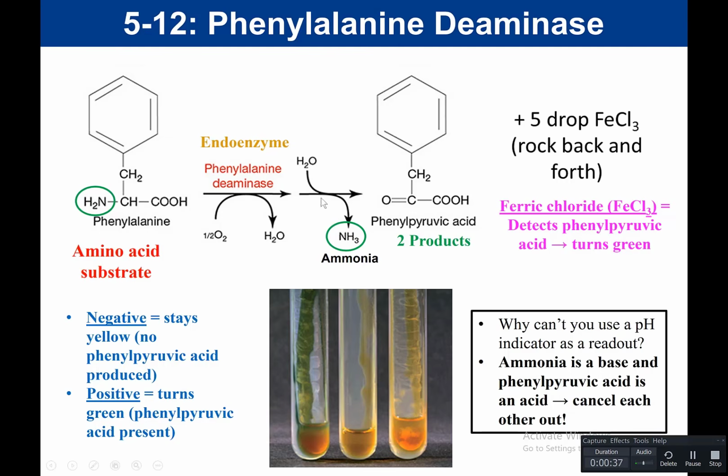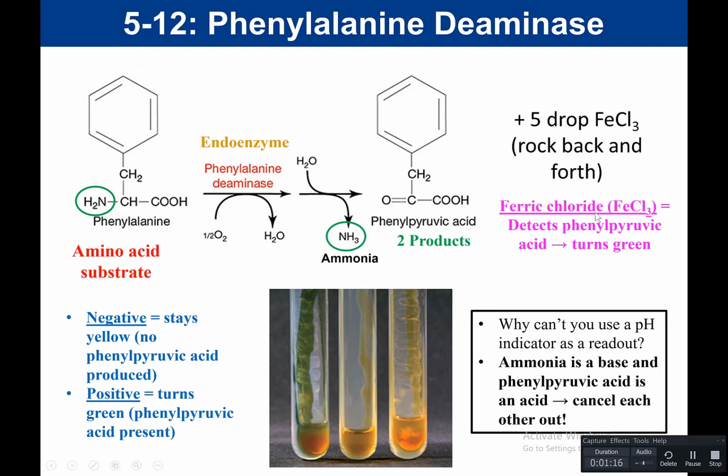There are two products that are produced, the ammonia and the phenylpyruvic acid. And so the ammonia is the process of when we deaminate the amino acid. Now, you want to know that you can't use a pH indicator in this test because the ammonia and the phenylpyruvic acid will cancel each other out. The acid would lower the pH, the ammonia would raise the pH. So we can't use a pH indicator. Instead, we have to use a reagent, and the reagent in this test is going to be our ferric chloride, which detects the presence of the phenylpyruvic acid and turns green.